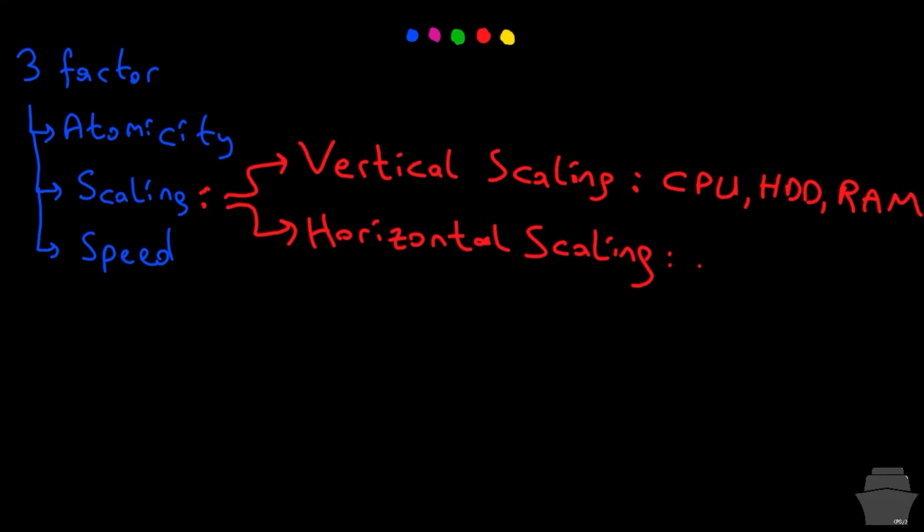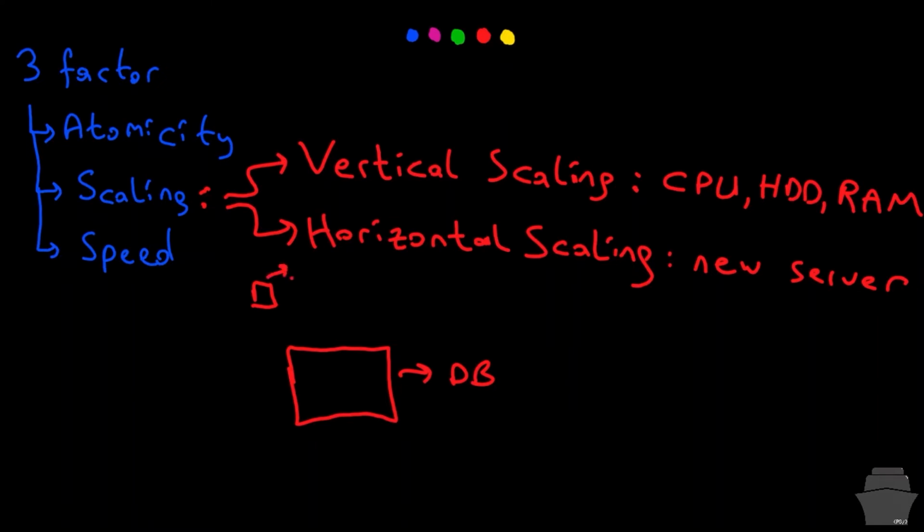So, in horizontal scaling, we create a new database server instead of increasing its features to store more data. When new data comes, it is distributed between these database servers. Let's make an example to make it clear. I'm gonna draw a box, and this will be our database server. And this is the data that comes from outside.